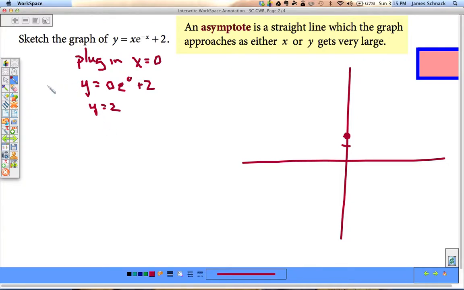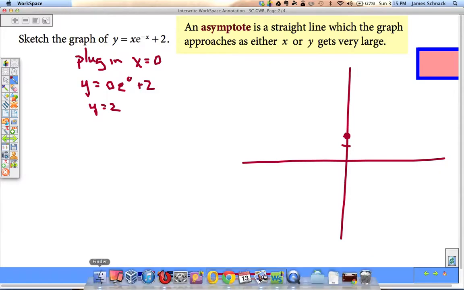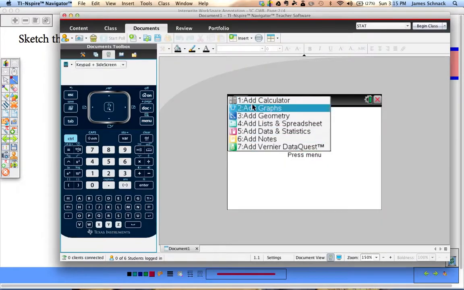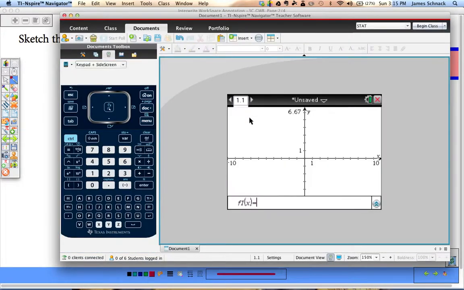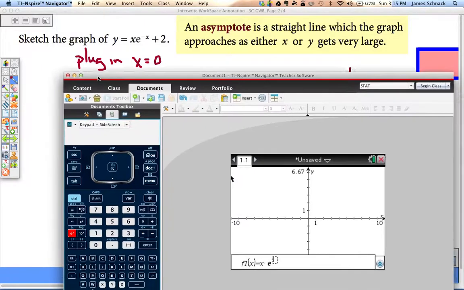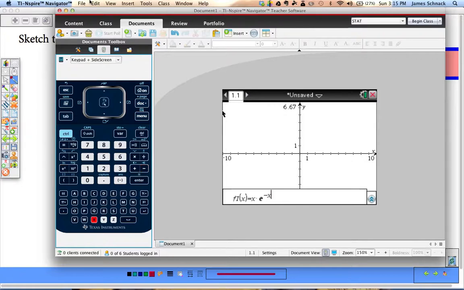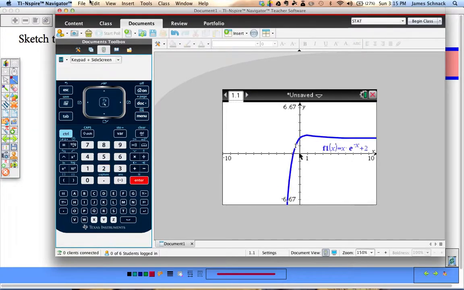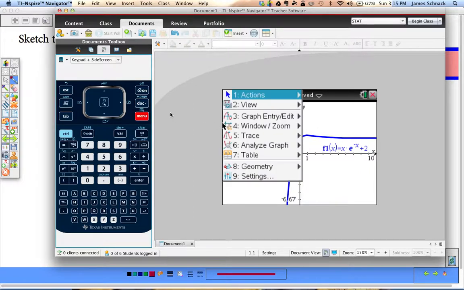So what I can do is go to my graphing calculator. x times e to the negative x, and then plus 2. So there's our graph. Y-intercept of 2, just like I found before. We have one x-intercept, it looks like. I can go ahead and find that.